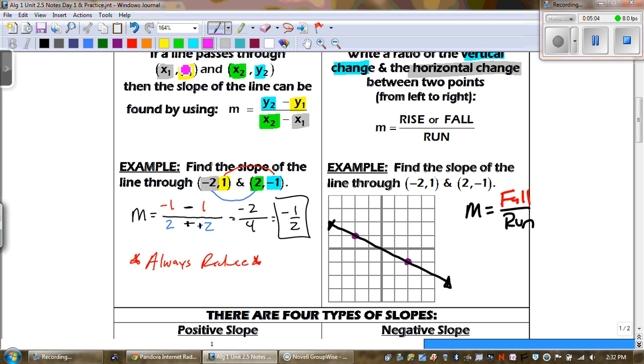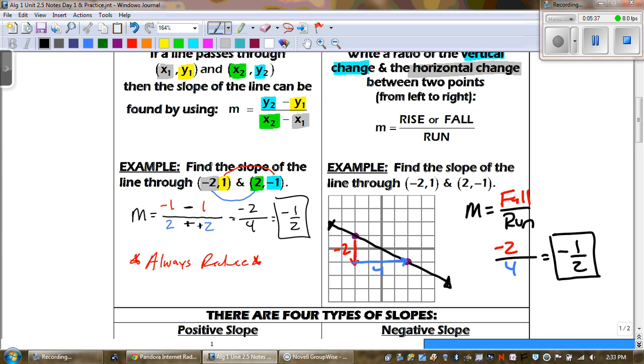And what you would do is count how many down, which is -2, over your run. So how many did we have to go to the right? That's 1, 2, 3, 4. And remember, we said always, always reduce. So we get -1/2. And see how both ways get you the right answer, but it really depends: are you given the points or are you given the graph?